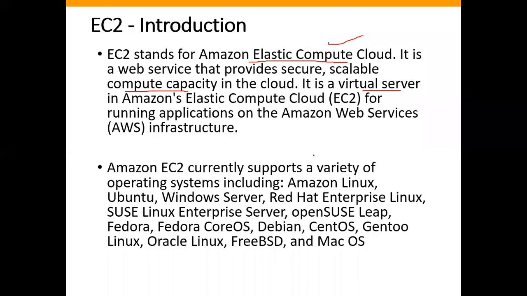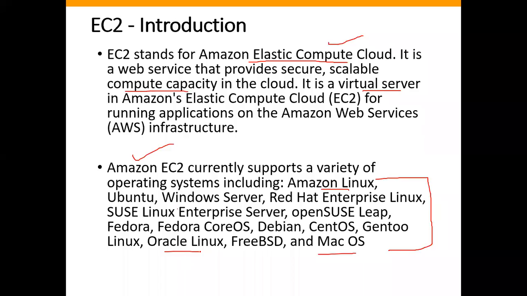Now, here we have a list of operating systems which we can create whenever we are creating a virtual machine. It has Amazon Linux, Windows, Ubuntu, Red Hat, even Mac also we have. Oracle Linux, they are providing it. So a lot of types of operating systems we can use. Based on that, you can create it, and then based on this, we can practice on our machines.